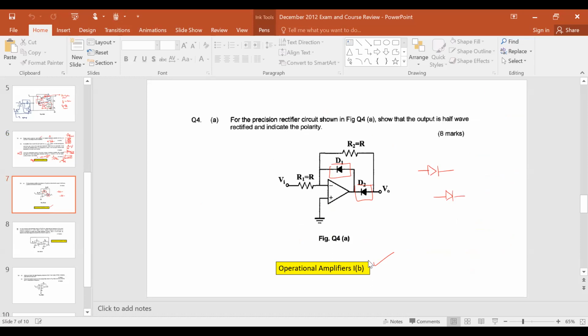We already discussed part of this when we were looking over the last exam paper, the December paper. So let me get up the slide here. So the topic today is on precision rectifiers, and that particular topic was under the applications for operational amplifiers. Okay, so I'll share that one, which is this here.